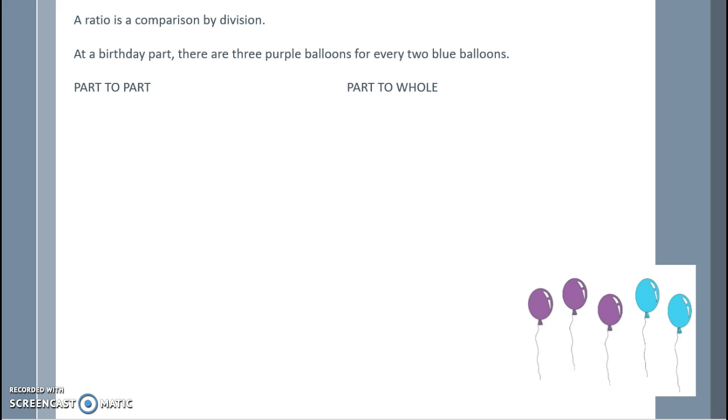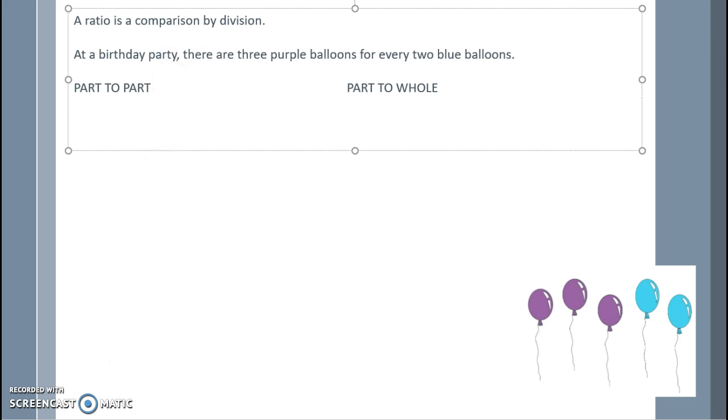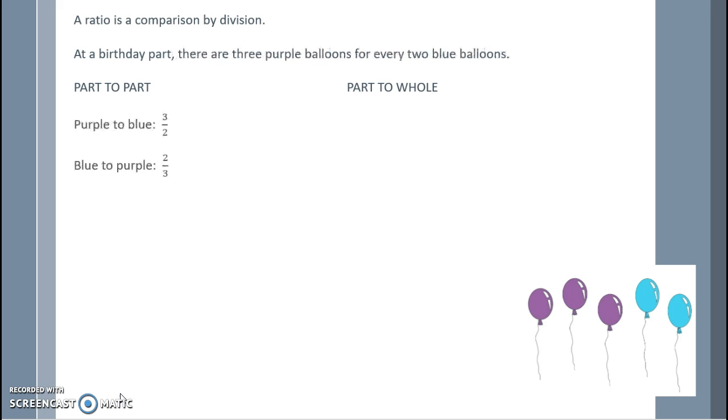At a birthday party, there are 3 purple balloons for every 2 blue balloons. So in the bottom right-hand corner, I have the balloons there for us. So part to part, we can compare purple to blue or blue to purple. So purple to blue is 3 to 2, and blue to purple is 2 to 3. Or we could compare part to whole. We could compare the purple to the total balloons and the blue to the total balloons. So purple, there are 3 of them, 3 to 5, and blue, 2 to 5.